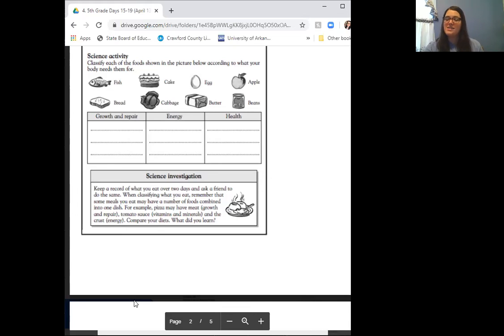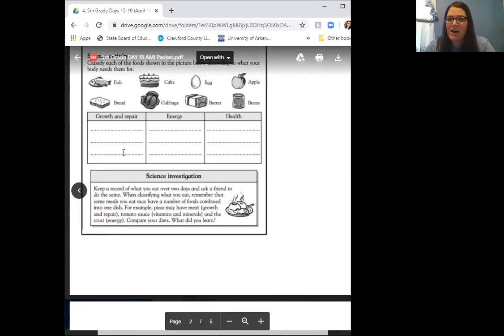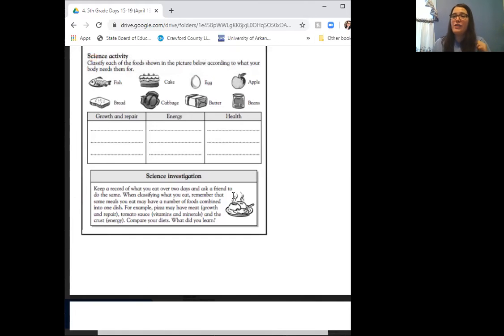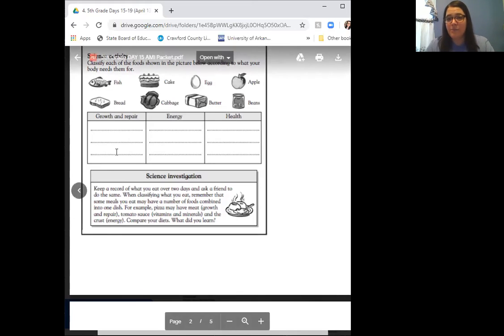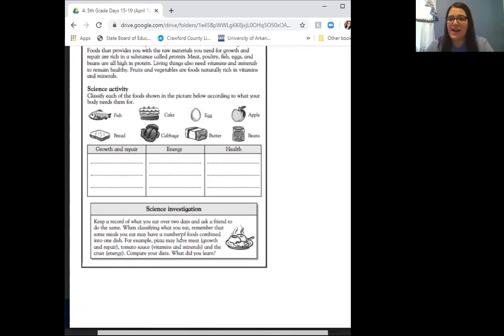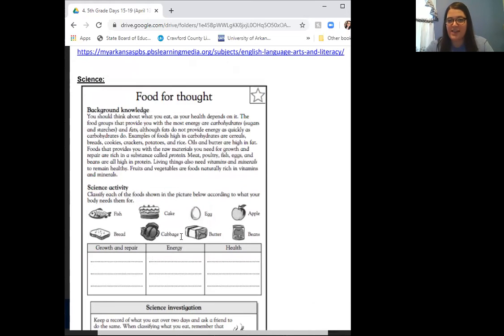So say you keep a list of what you eat for 2 days and your mom or dad keeps a list of what they eat for 2 days. Compare what you eat and what did you learn? Who's eating more growth and repair foods? Who's eating more healthy foods? Are you eating more healthy foods than your parent? Or is your parent eating more healthy foods? Or maybe you're video chatting with a friend. Is your friend eating more healthy foods than you, or are you eating more growth and repair foods than them? So just think of those things. So that's your science worksheet for today.